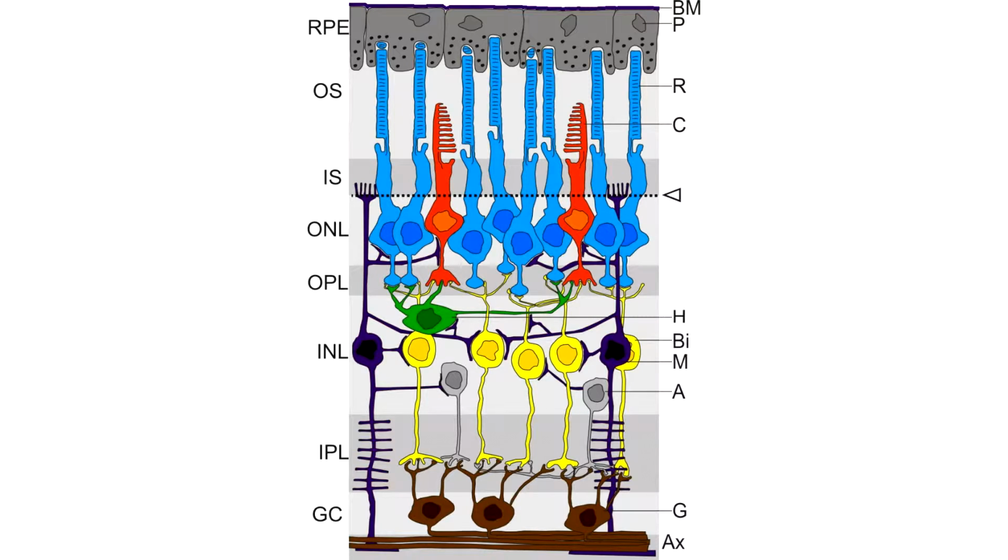Both of these have their cell bodies in the inner nuclear layer. However, horizontal cells have their processes in the outer plexiform layer, and amacrine cells have their processes in the inner plexiform layer, which enables lateral interactions between photoreceptors and bipolar cells.